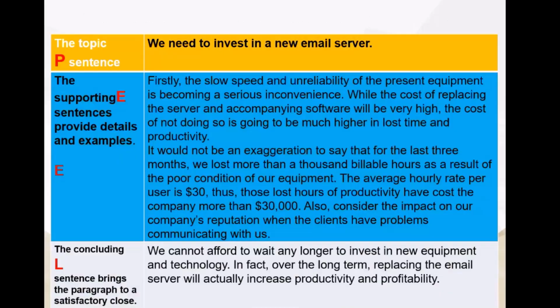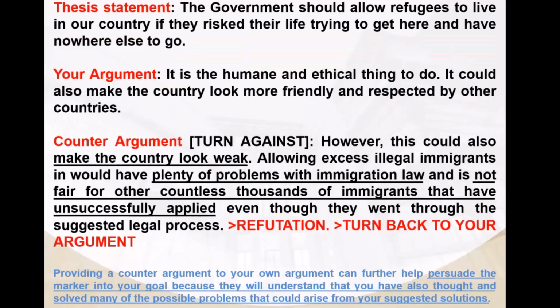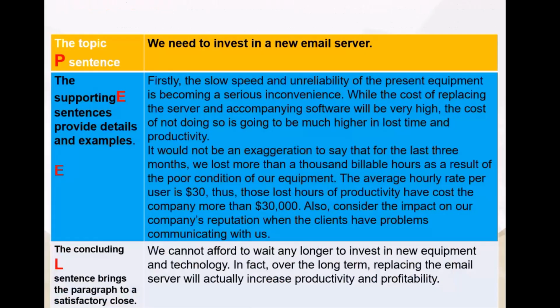Right. Here's another paragraph. It is actually broken down for you already. And I want you to read this and type in the chat box whether it's a paragraph for expository or it's a paragraph for argumentative writing.